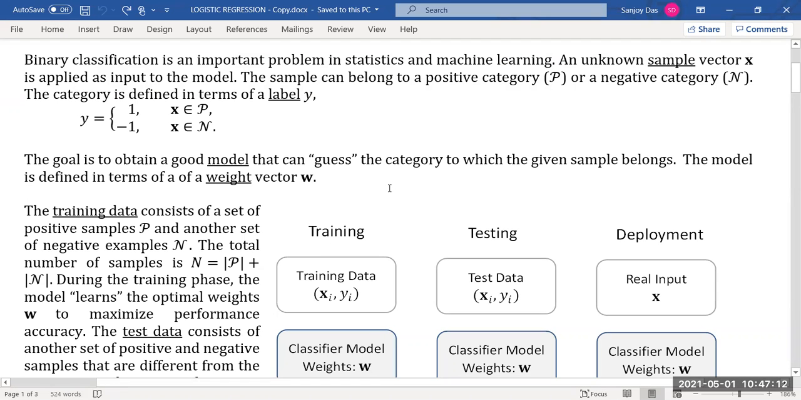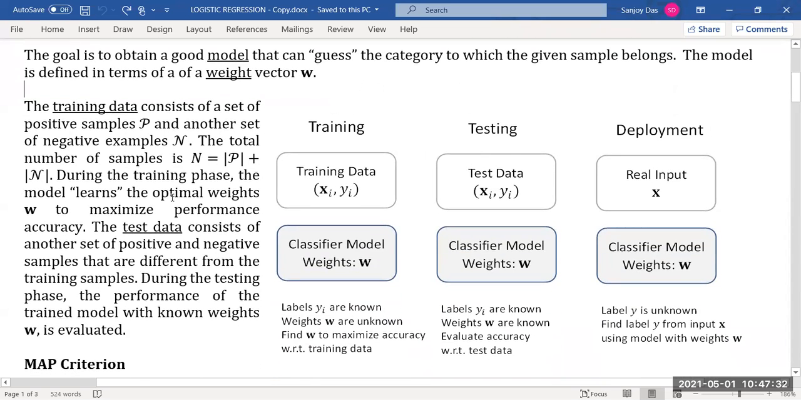Like for instance, a neural network. The weights of the neural network, in fact, define the entire neural network. Once you know the weights, given an input X, the neural network can predict the output class Y, which is either +1 or -1. And so the total number of training samples, let's say, is N, and some of them belong to the positive category, and some of them belong to the negative category.